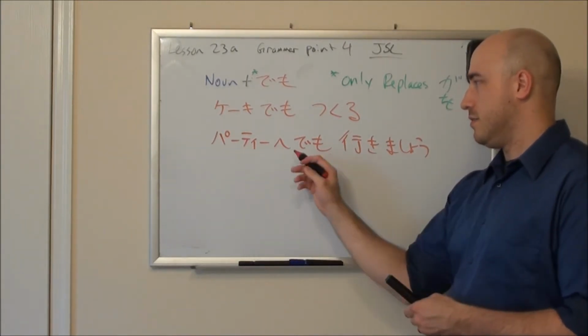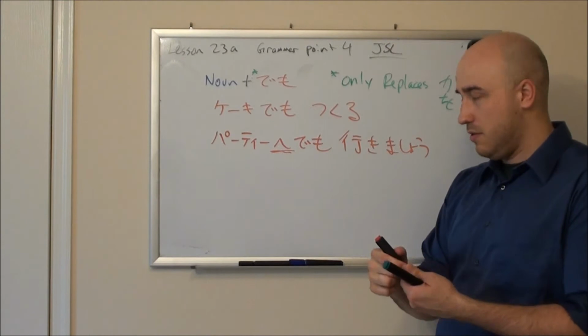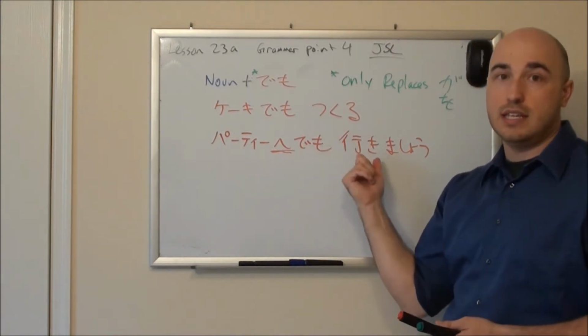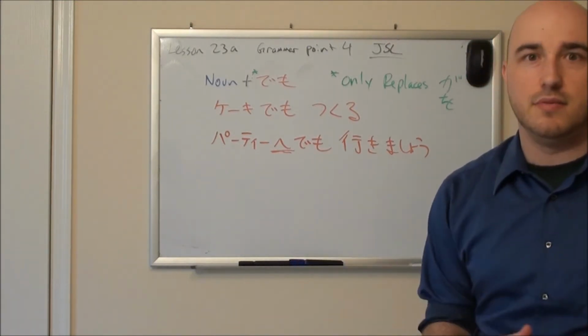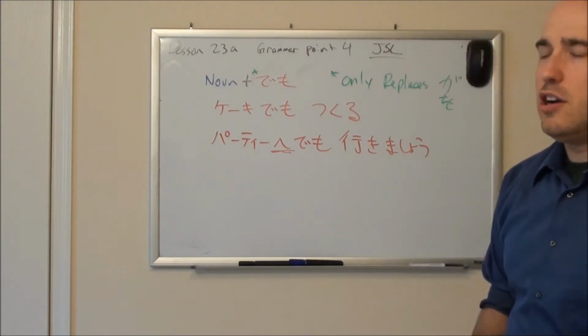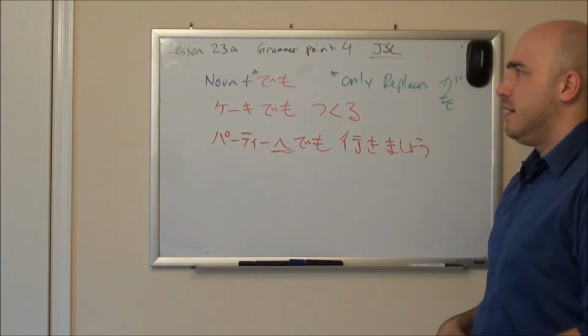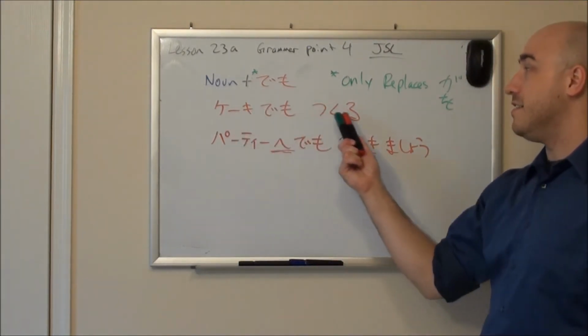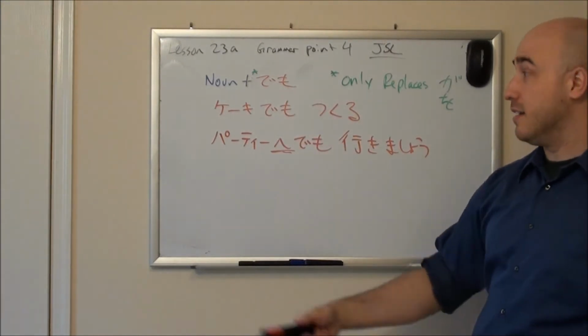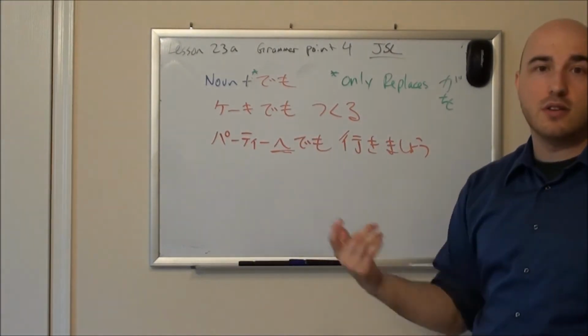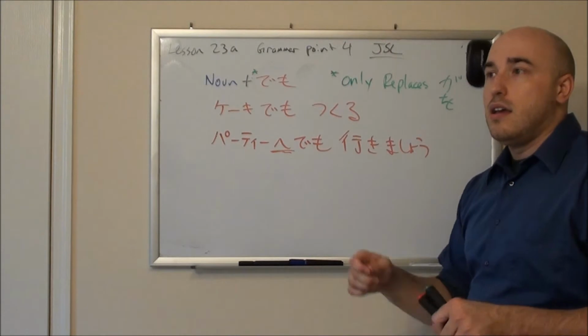Party e, because it's not ga or o. Party e demo ikimashou. Hey, let's go to a party or something. Keiki demo tsukuru. Let's make something like a cake. Party e demo ikimashou. Hey, let's go to some place like a party.